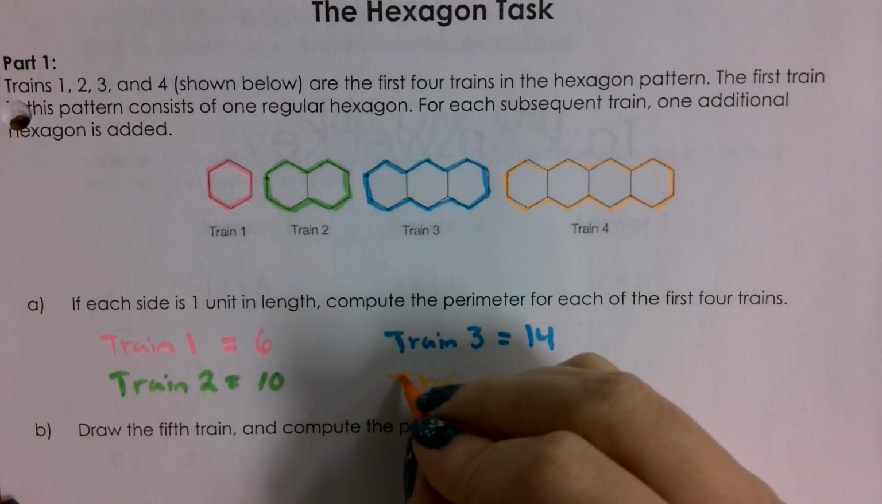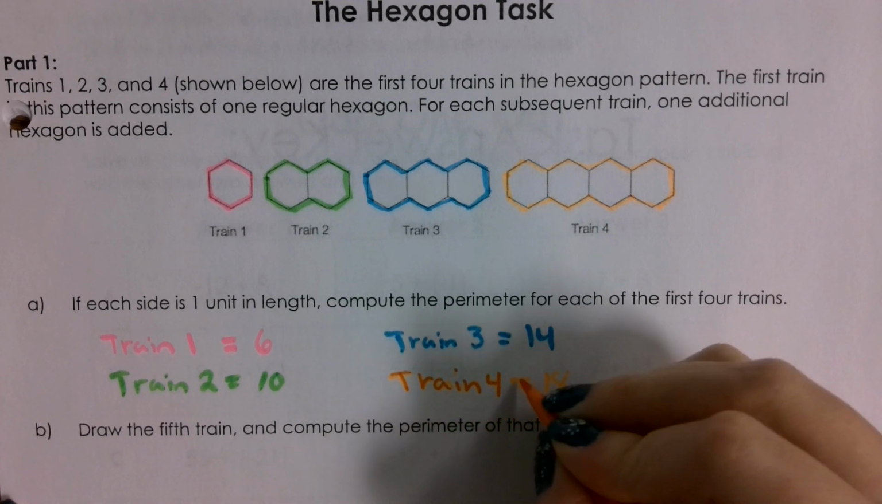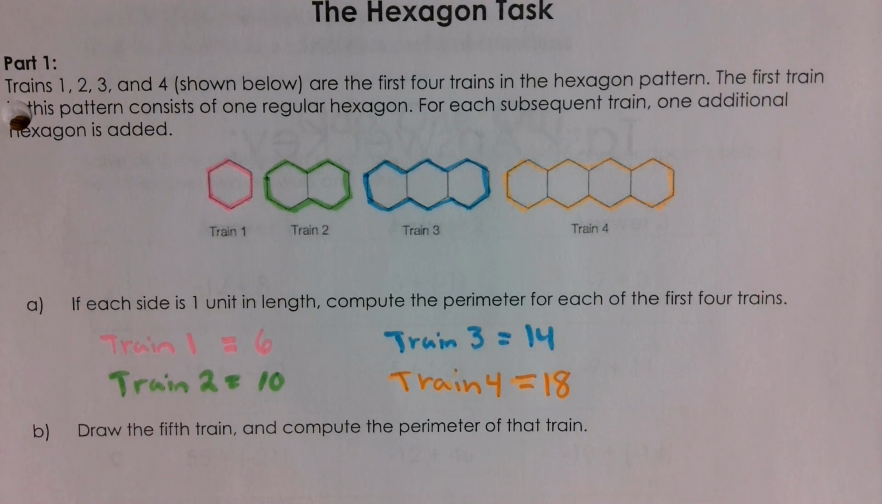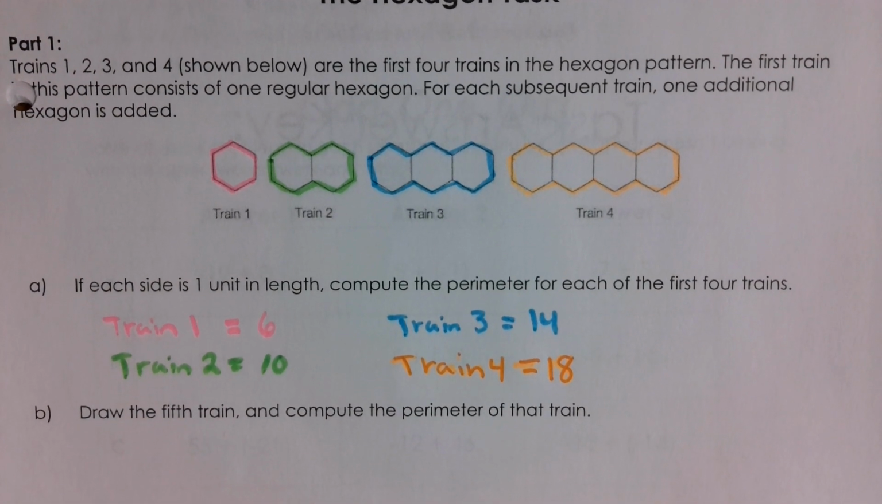But now it doesn't help us to know that it's increasing by 4 each time that you increase your train number by 1, because if I ask you for a random train number like 52, you don't want to have to sit here and go, okay, well, plus 4, plus 4, plus 4, plus 4, plus 4, plus 4. You don't want to do that.